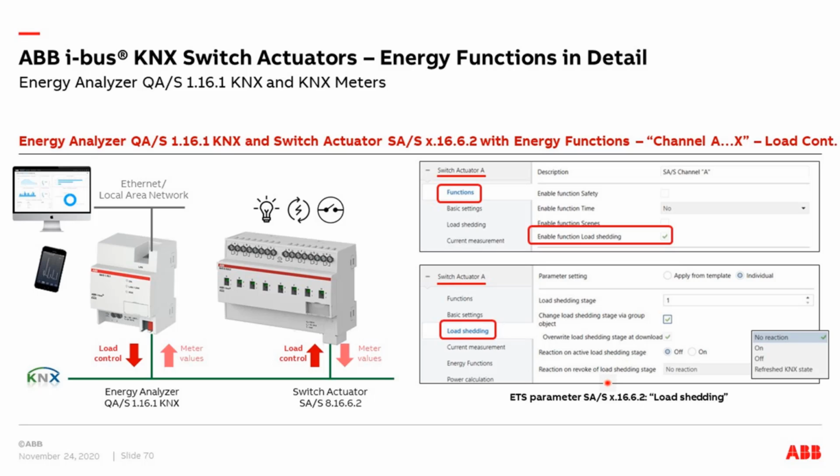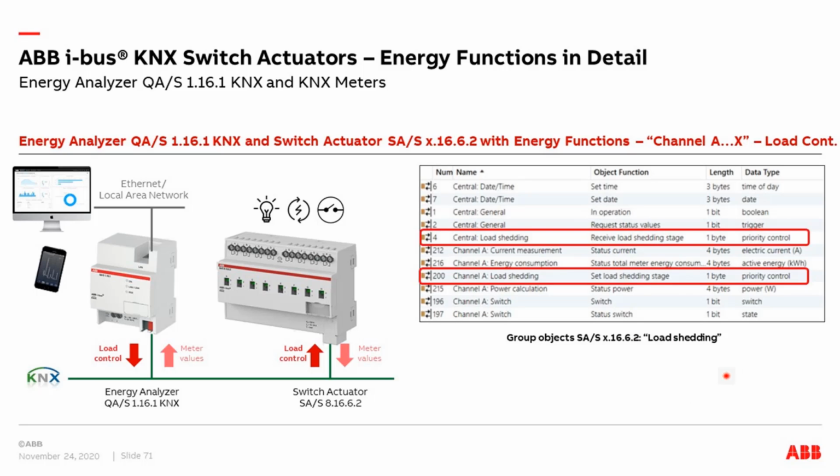And the other way is, when the shedding stage 1 goes to 0 backwards, what should happen? Reaction on revoke of load shedding stage: no reaction, then maybe the output A remains off, or we can say go on, go off, or go to the last received KNX value the output has received via the object switch, for example. This is also possible.